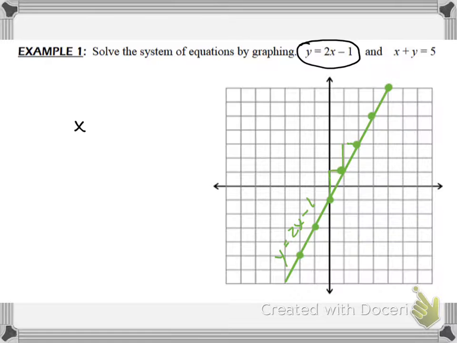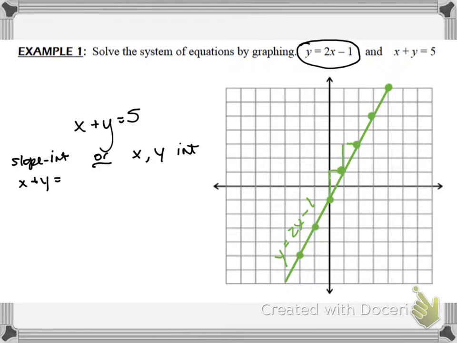But what about this other equation? We have x plus y equals 5. So we have to do one of two things. We have to either convert this to slope-intercept form, or we have to find the x and y intercepts. And just for this video, I will do this both ways, just so that you can see both are equally valid. In the future when you're doing these problems, you should pick one of these two methods and just stick with that one.